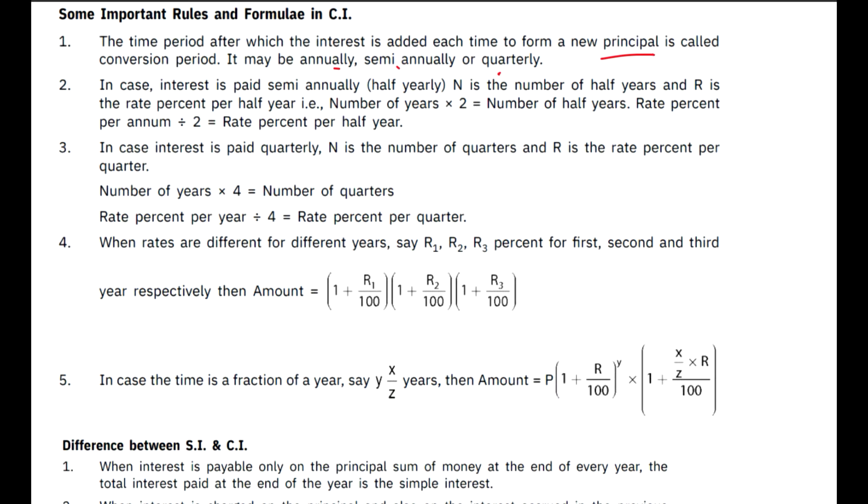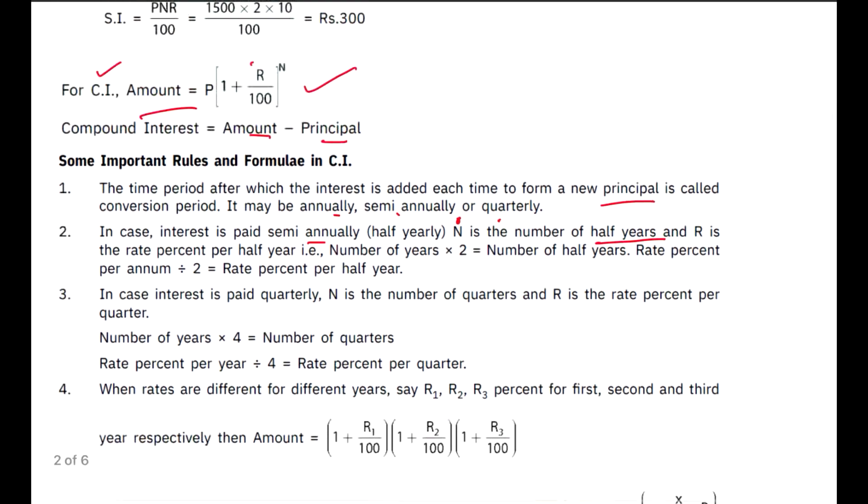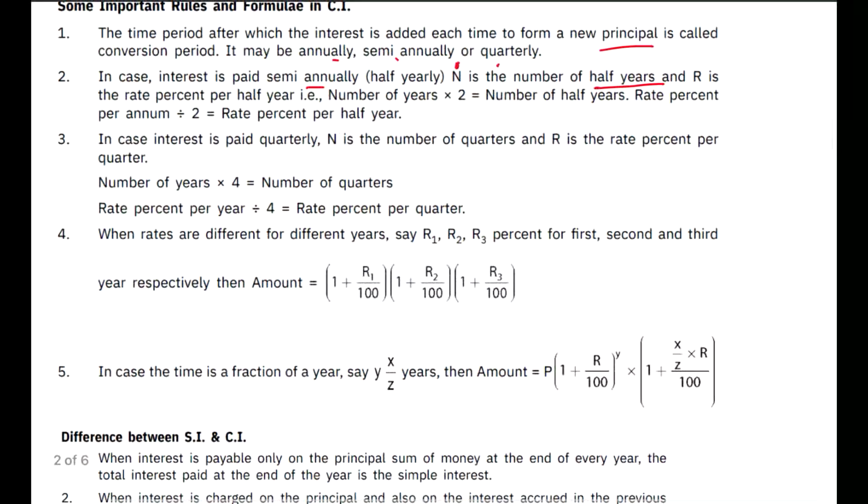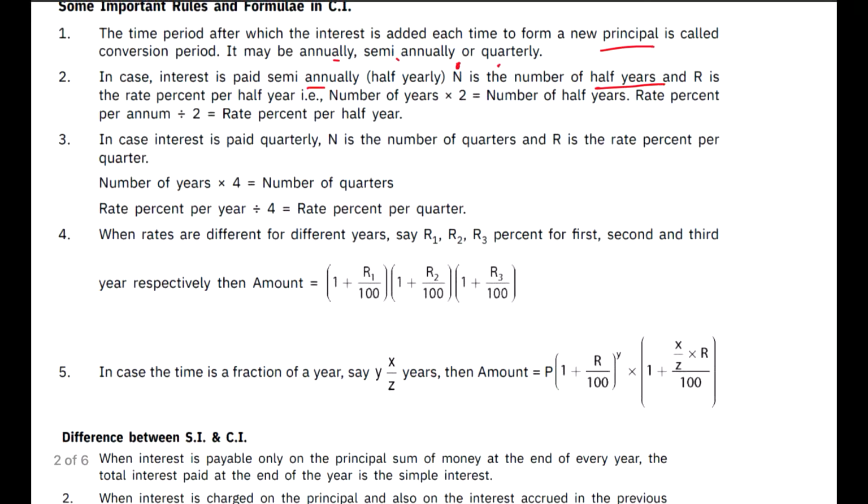A simple rule you have to remember is that if the interest is paid semi-annually, that is half yearly, then the number of half years will be taken as the value of n. So suppose in 1 year you are making payment 2 times, then when you raise something to the power of n, you take 2 in that formula. And in case the interest is paid quarterly, then you will have to divide it into 4 parts, so multiply it with 4 basically.